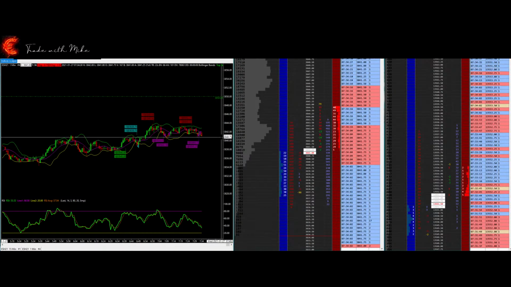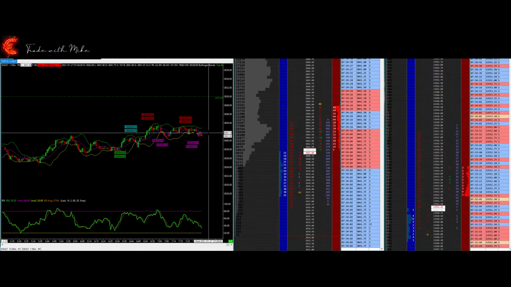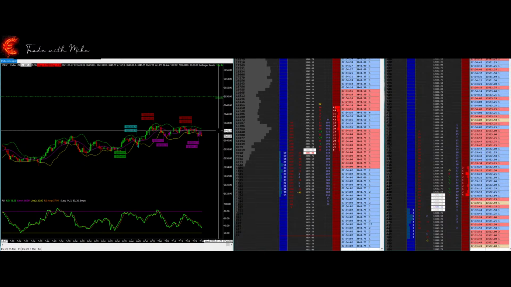So as you can see, I was stopped out here with the 2 ticks, so I made 7 ticks. So 3 ticks. So that's 8 ticks minus. So, my bad.